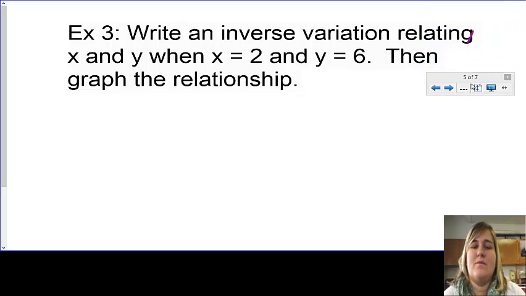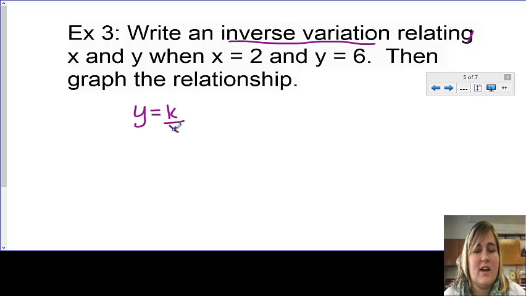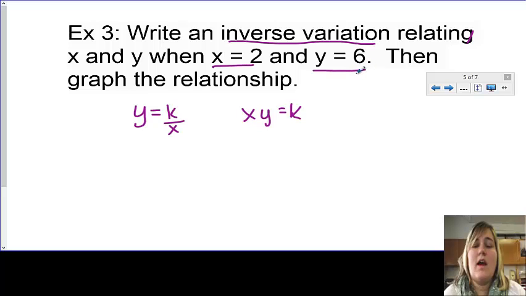It says, write an inverse variation relating x and y when x equals 2 and y equals 6. Then graph the relationship. First of all, I know I'm dealing with inverse variation, so I'm going to write my two equations for inverse variation, which are y equals k over x, and xy equals k. Since they're giving me x and y, I'm going to use this equation to find out what my k is so that I can plug it in here to write my equation.